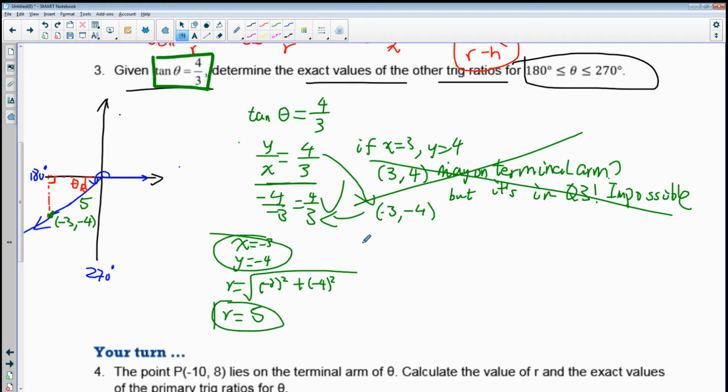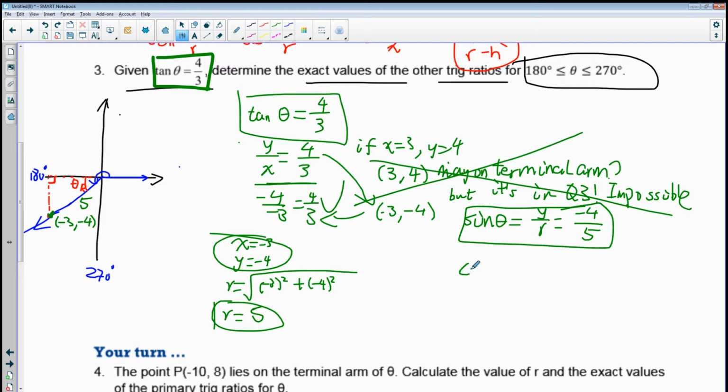Now we can find the rest. We already have tangent. Now we just need to find sine and cosine. So sine of the angle, of course, is y over r. Y is -4, so -4 over 5. Cosine of the angle is x over r, and x, of course, is -3. R is 5. So we have just found the trig ratios for this angle only knowing its tangent.